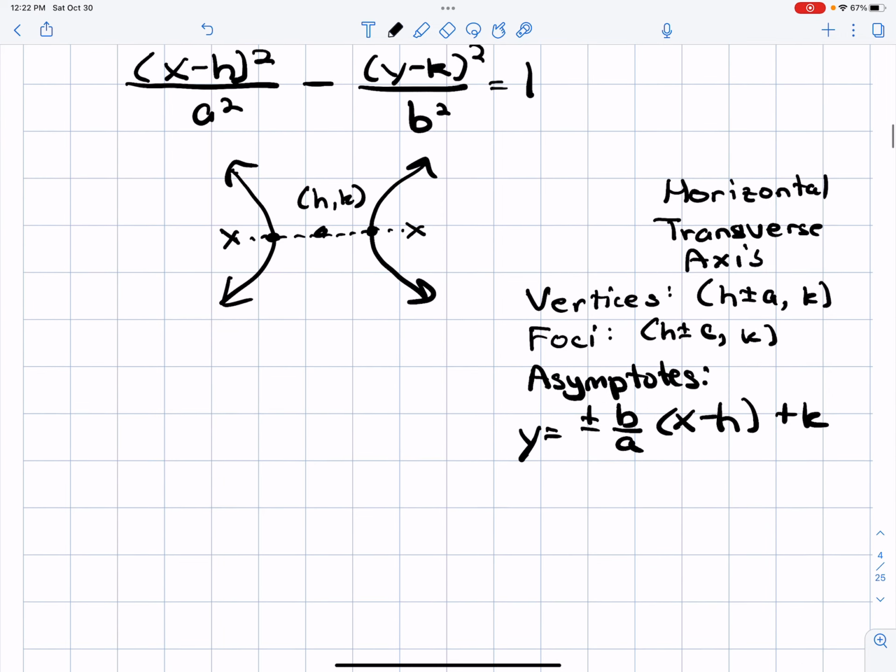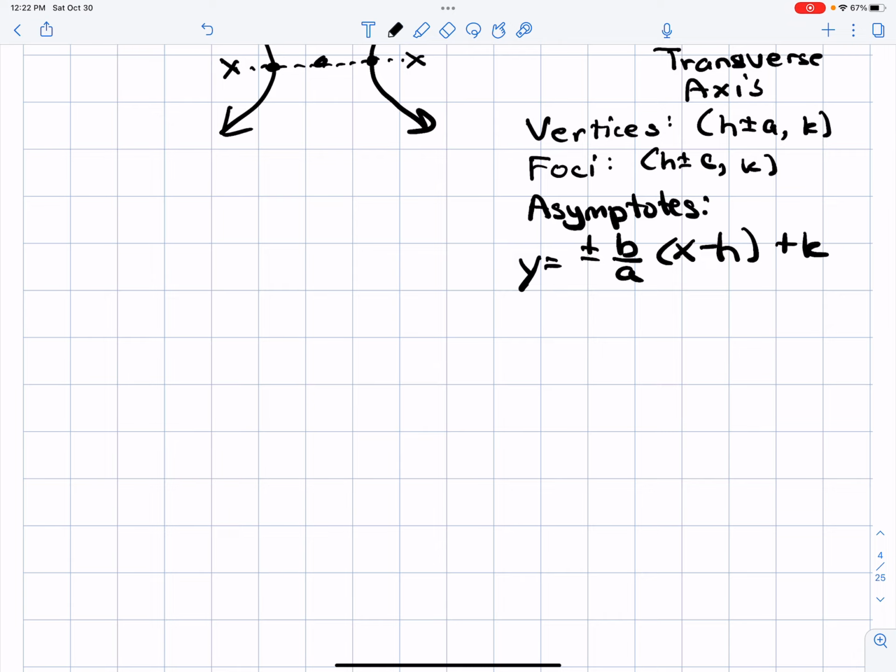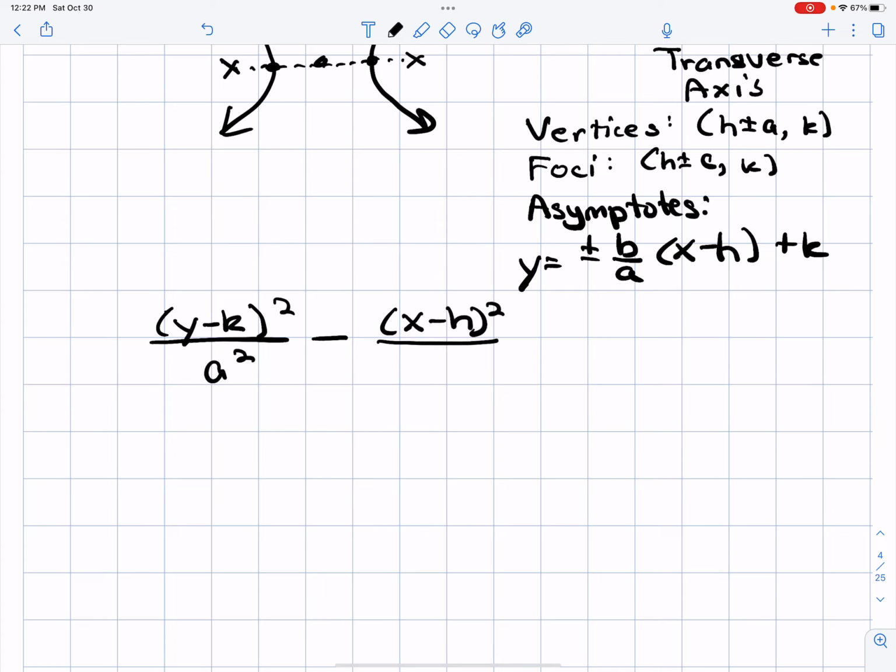And then just like before, swap the x and y, and then you've got the ones that open up and open down. So if you have y minus k squared over a squared, the k is still associated with the y, the h is still going to be associated with the x, because those are coordinates. h comma k, so h, x, y coordinates. So those stay together, but now the y minus k squared is going to be over the a squared. So that switches things up a bit here.